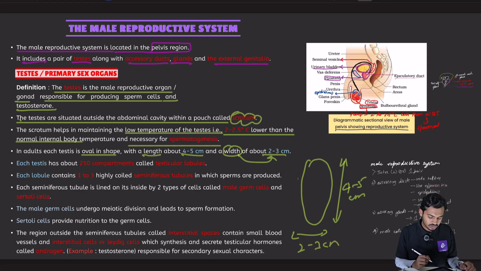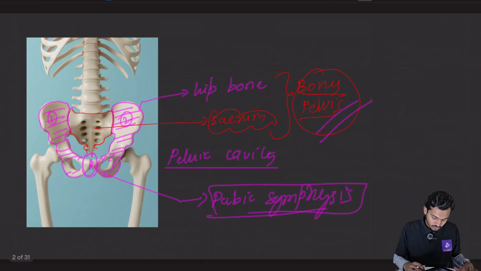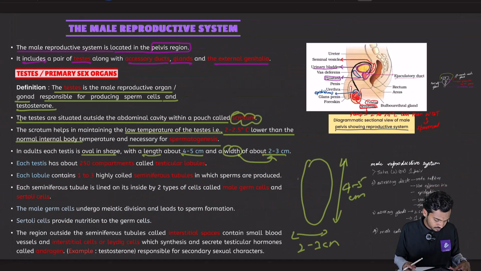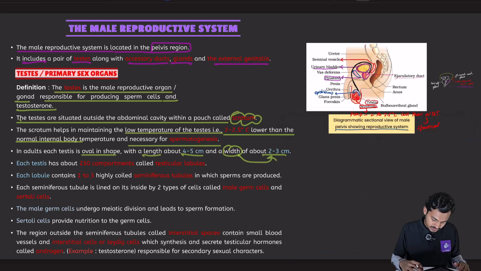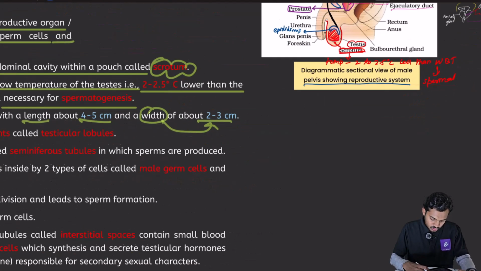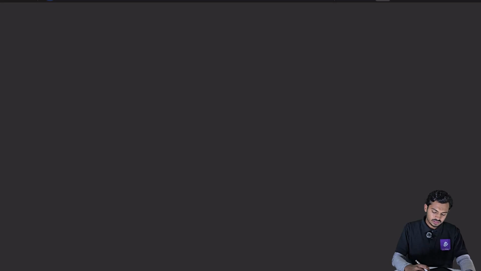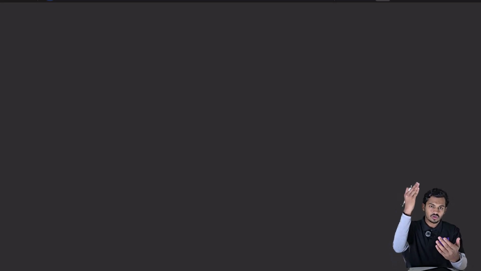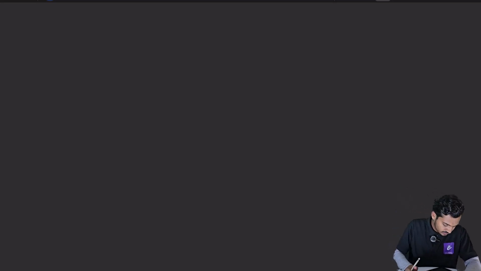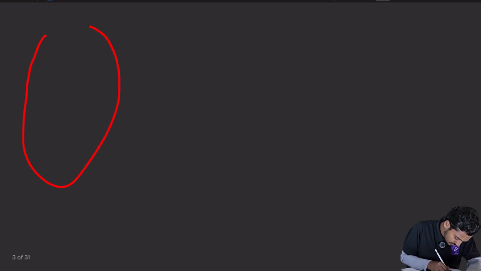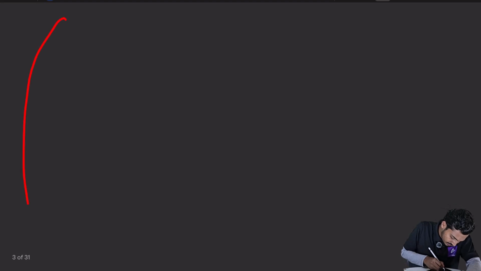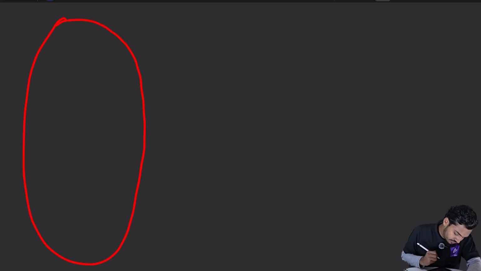Understood? Okay. Now we will study more about the testis. Now we will study about the section of testis. So if you take the testis and cut it, if you take the section, what will you see? I will draw a bigger diagram so that you can easily understand. So this is the section of testis.